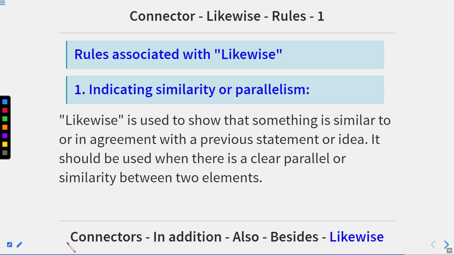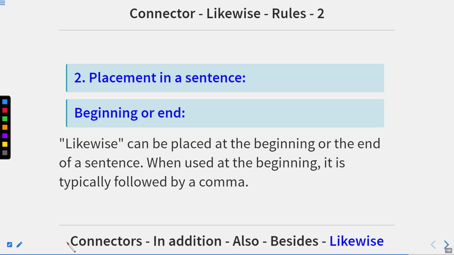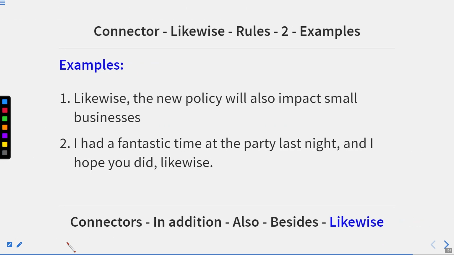Rules associated with likewise: indicating similarity or parallelism. Likewise is used to show that something is similar to or in agreement with a previous statement or idea. It should be used when there is a clear parallel or similarity between two elements. Placement in a sentence, beginning or the end. Likewise can be placed at the beginning or the end of the sentence. When used at the beginning, it is typically followed by a comma, that I have already told you. Examples: Likewise, the new policy will also impact small businesses. I had a fantastic time at the party last night, and I hope you did likewise.